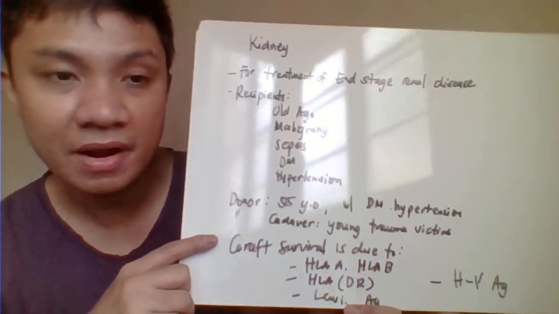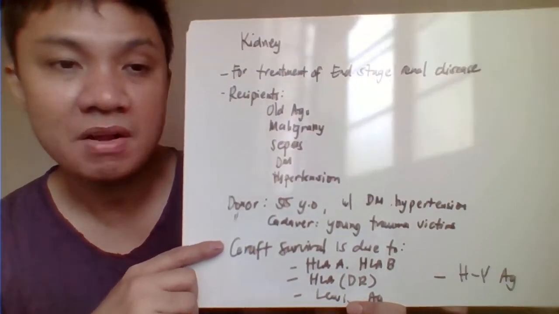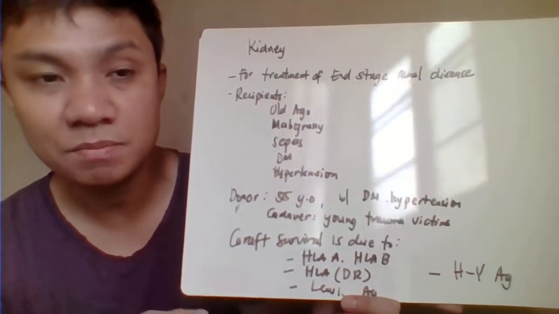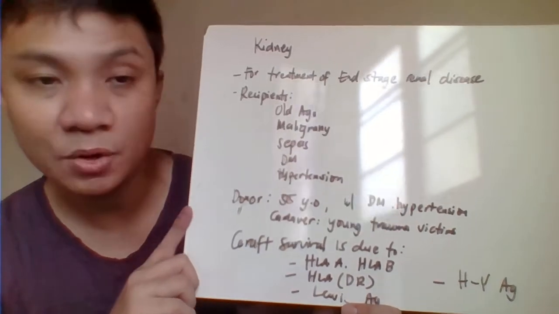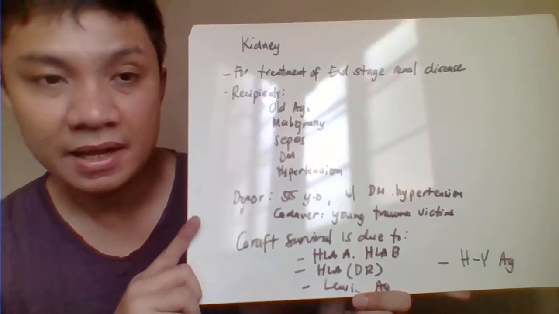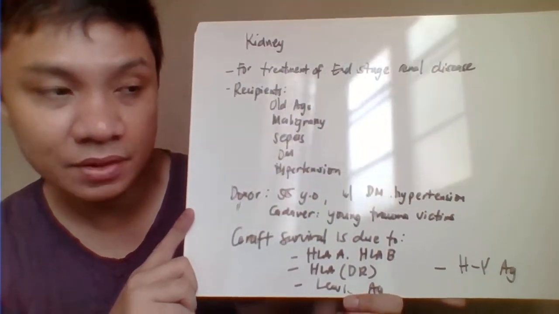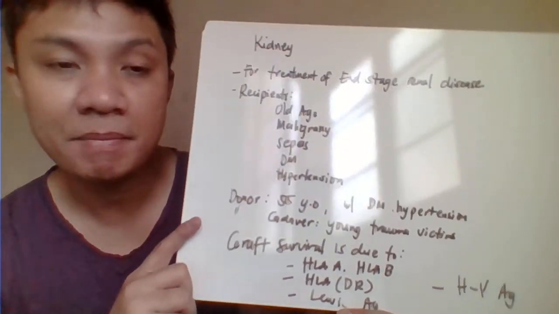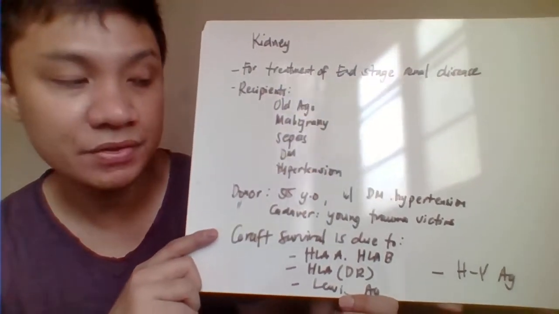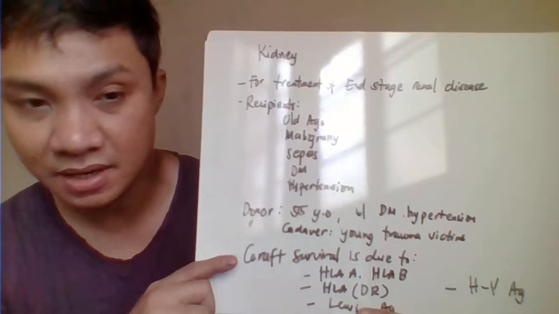For the survival of the graft, we have very important considerations. It should be matched between the donor and recipient. Number one, we have HLA-A and B, the MHC class I, and HLA-DR. It should also be compatible with the Lewis antigen, and we also have the HY antigen.